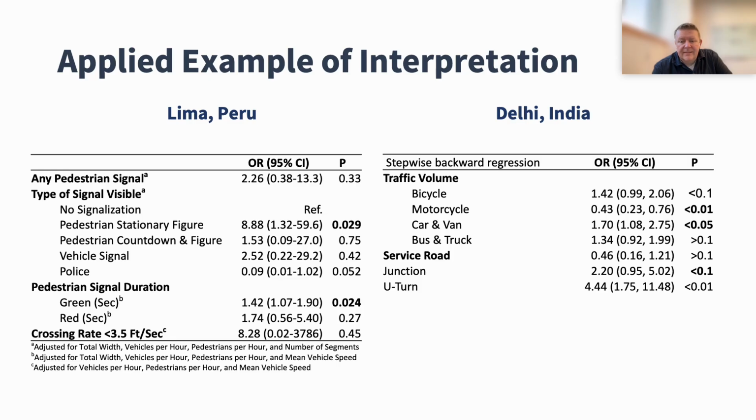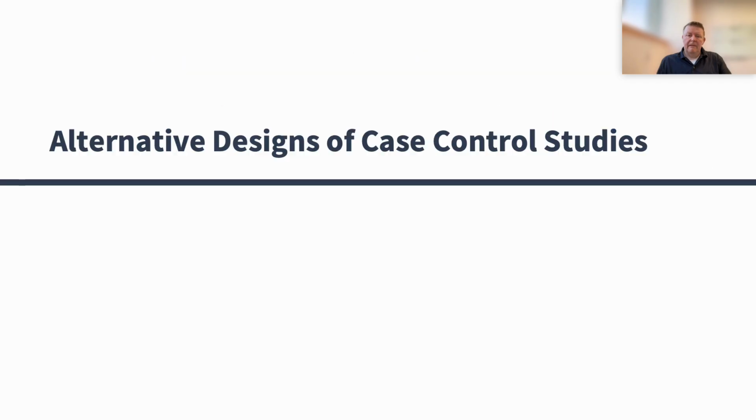In the Delhi study, similarly, motorcycle and car volumes were associated with bicyclist injuries. With higher motorcycle volumes, we had a lower risk of bicyclist injuries or fatalities, whereas car and van volume increases were associated with a higher risk of bicyclist fatalities, as were being near intersection junctions.